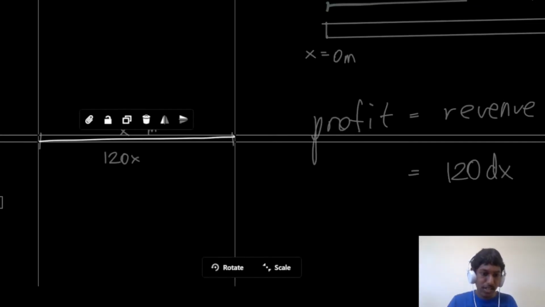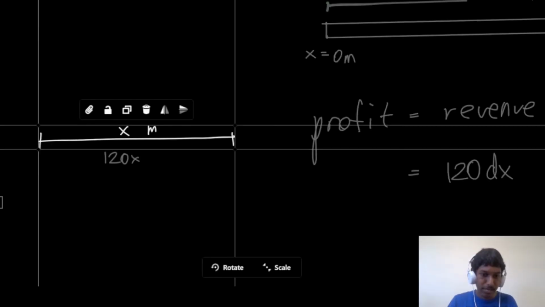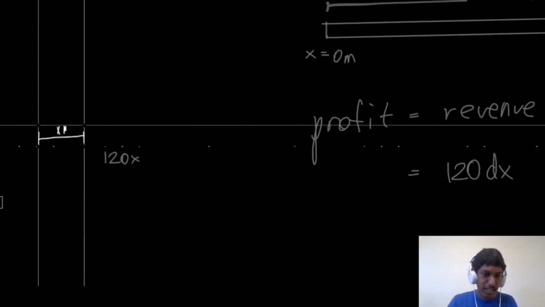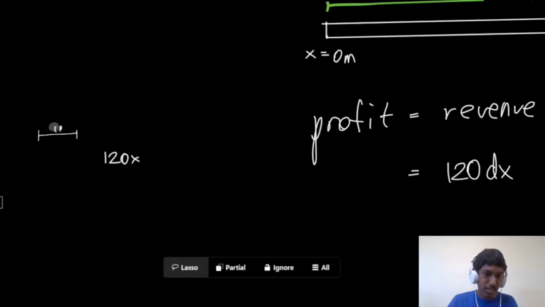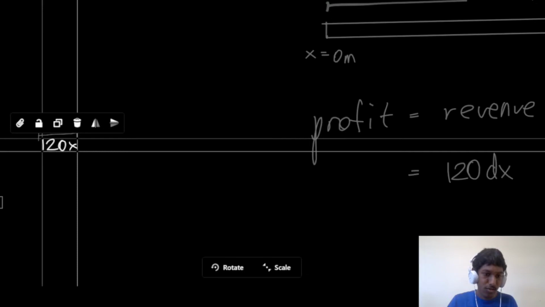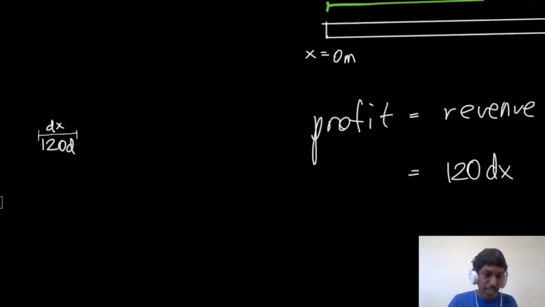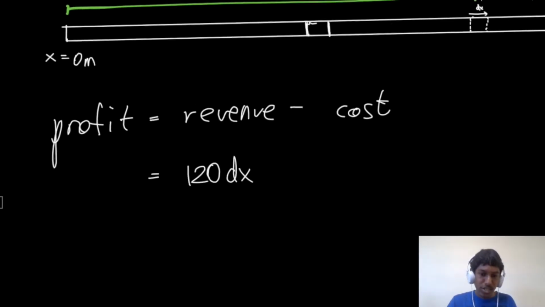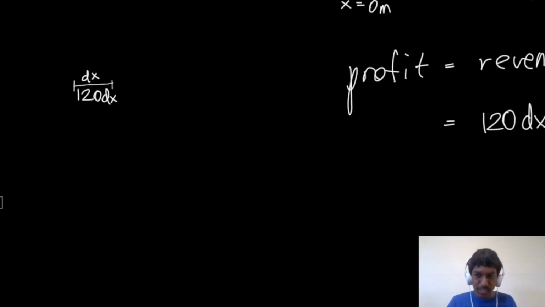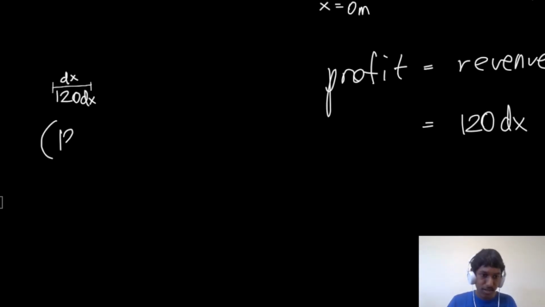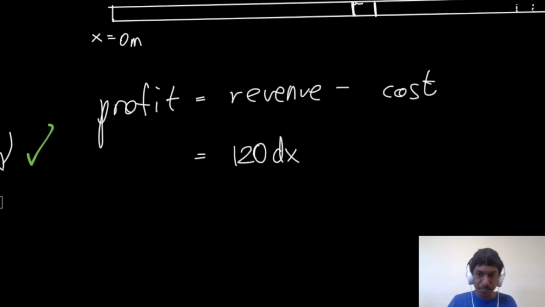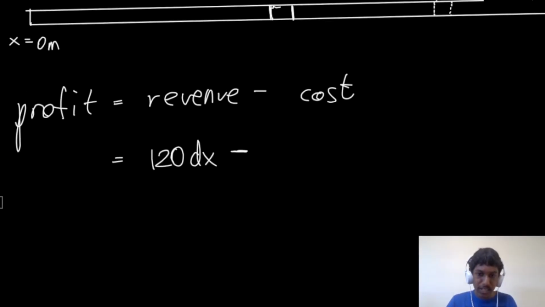And so even if we take this x meters, now we shrink it to a very small dx, then we're going to make 120 dx. And we can check our units, right? I've emphasized the importance of units throughout this problem. So $120 per meter, and dx is in meters, and so we end up getting dollars. That's good. Now we're going to subtract the cost.